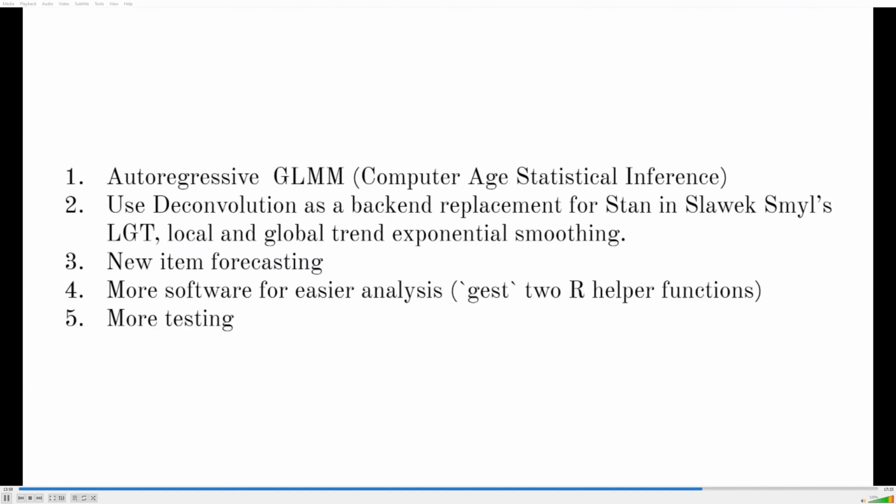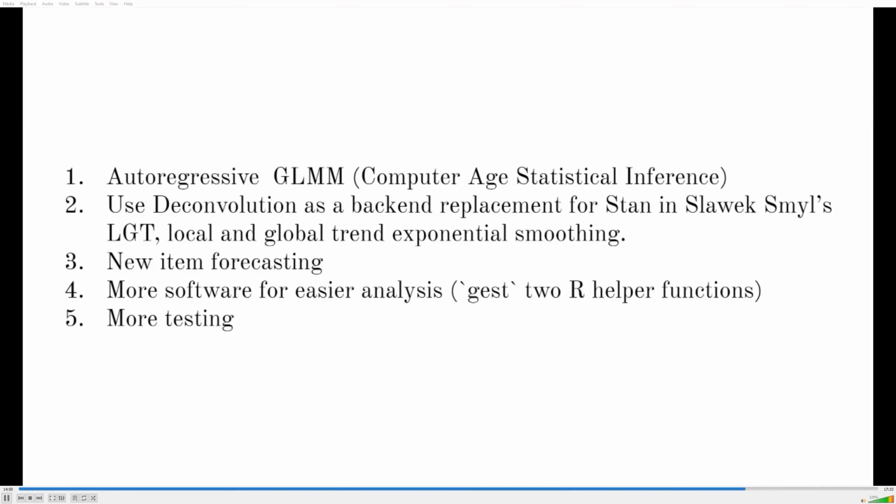The second point is a very specific case. I want to use deconvolution as a back-end replacement for Stan in Slavic's great work on LGT, which is local and global trend exponential smoothing. He was showing great results on these exponential smoothing models using Stan as a back-end. The problem, at least his frustration, is that it took a really long time to fit these models. Since deconvolution, as long as you have the parallel data to support it, approaches full Bayes methods, I'm curious if we can use deconvolution as a back-end replacement for Stan and still see some of these great results that Slavic was reporting, while also being much faster.